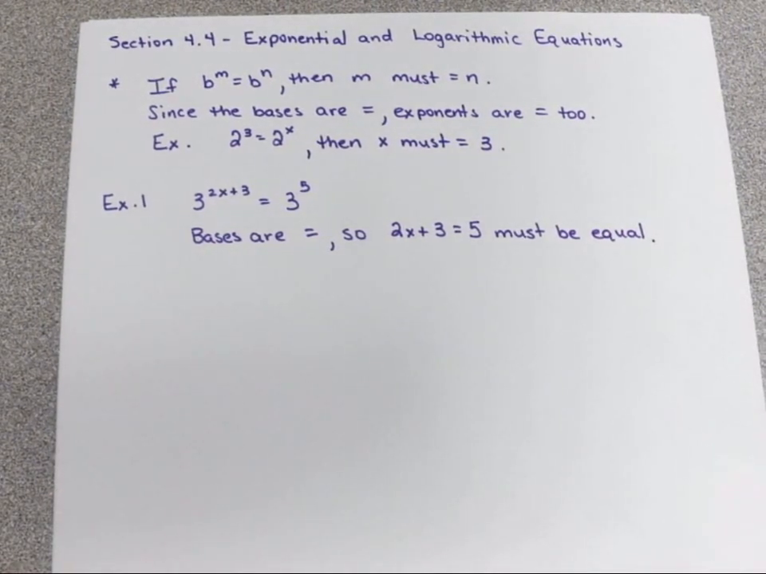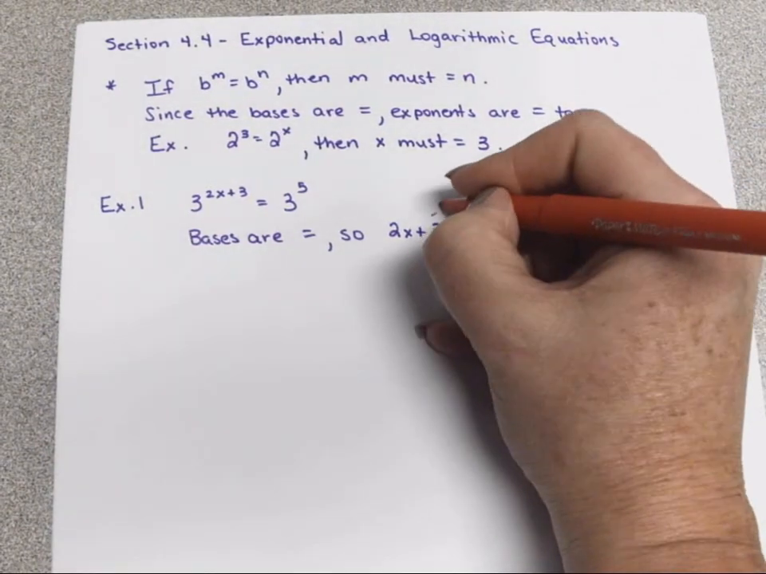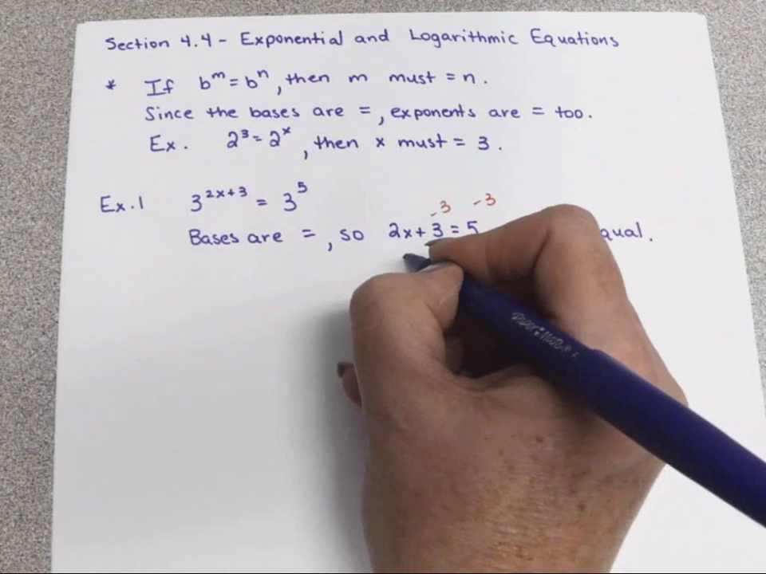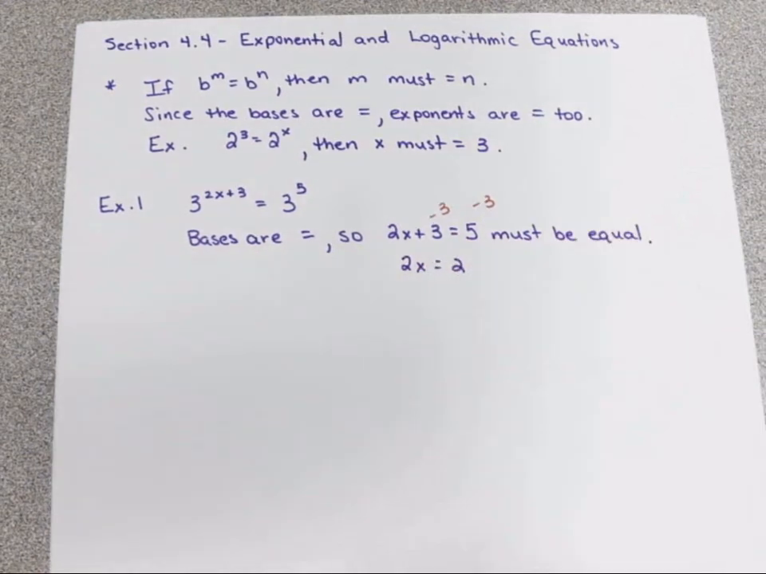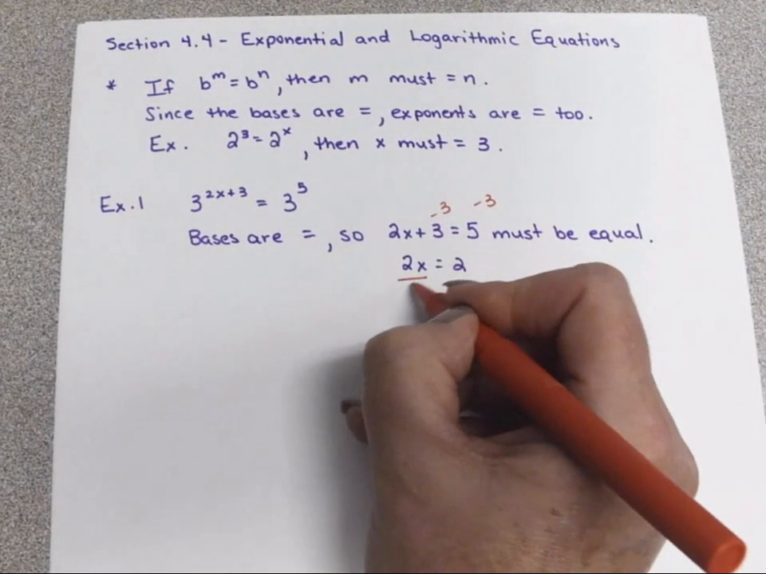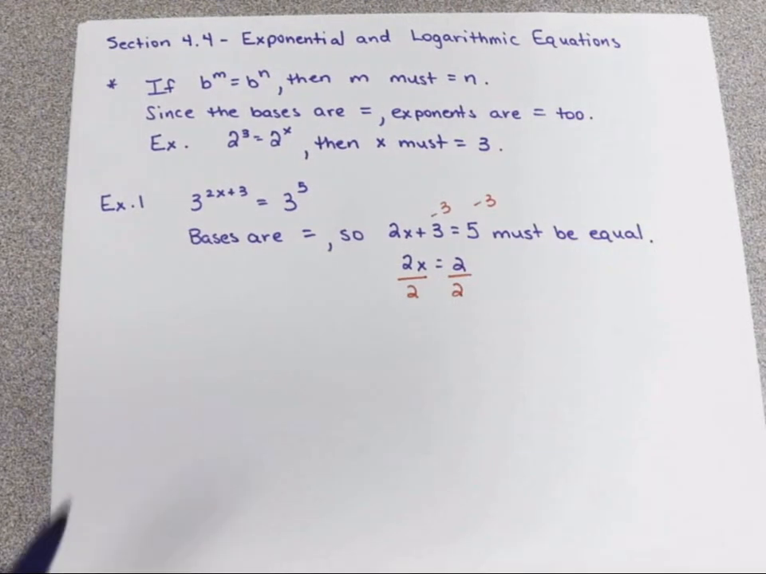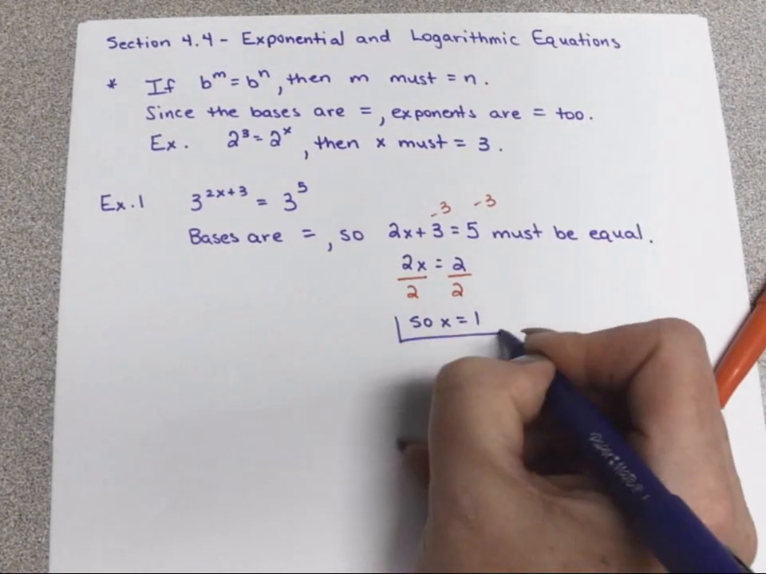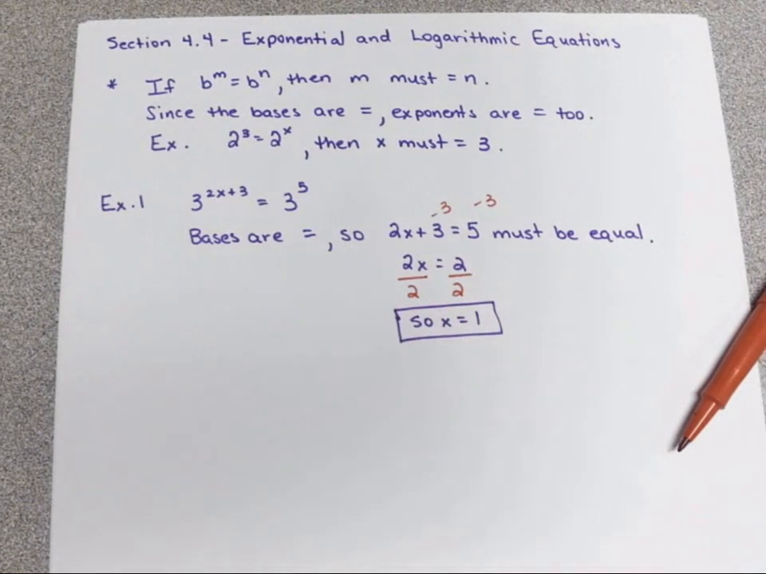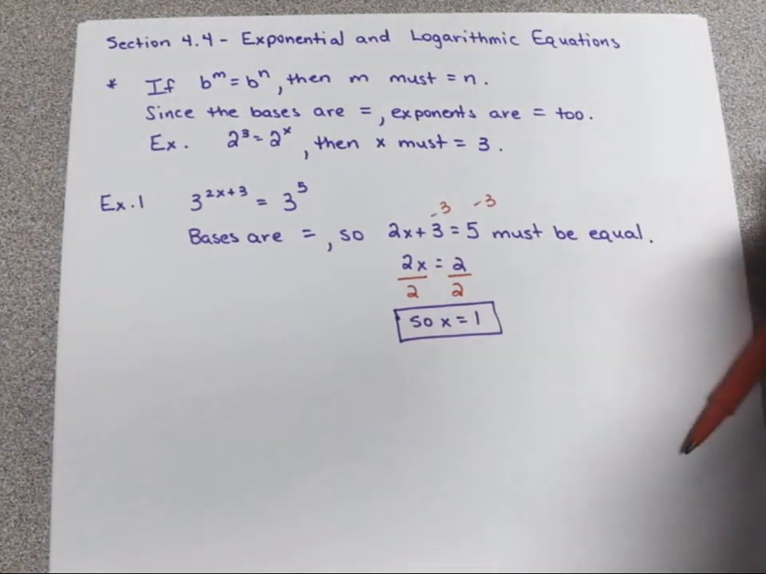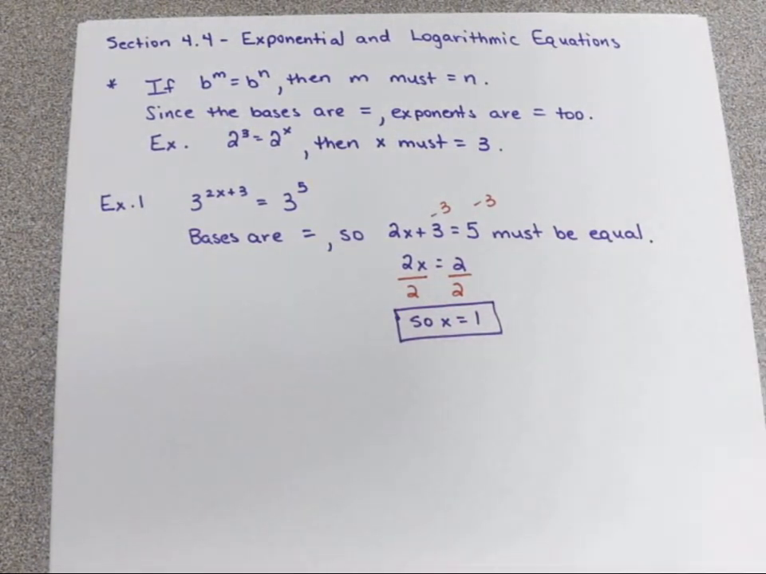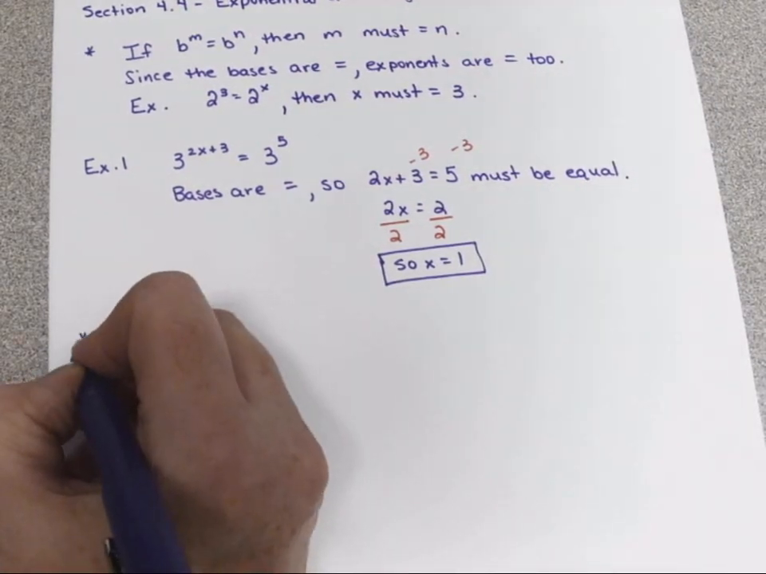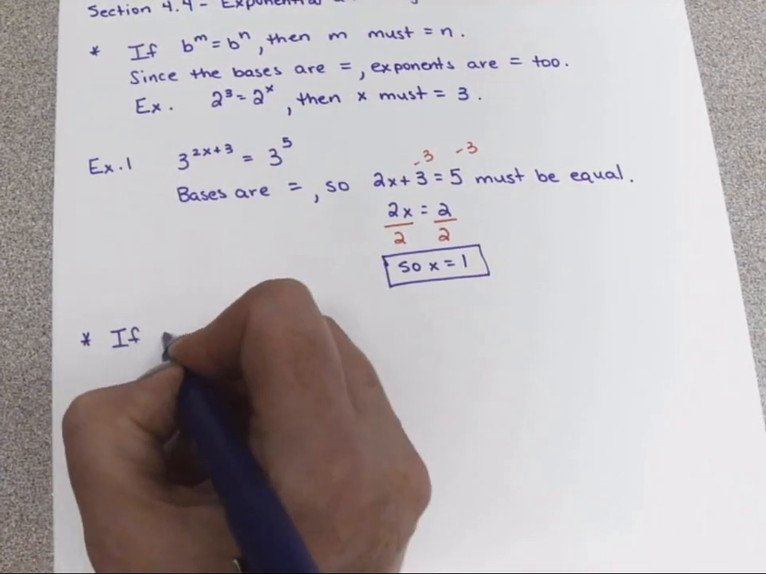So let's try to solve for x. We're going to subtract 3 from both sides, and we'll get 2x equals 2. And then divide both sides by 2. So x is 1. Okay, so that type is pretty easy when the bases already are the same.